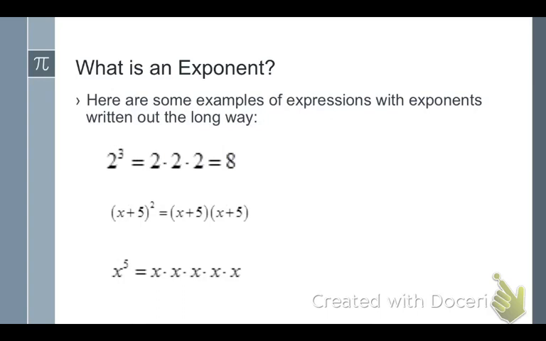So here are ways of writing out an exponent. An exponent is a shorthand way of writing repeated multiplication. For this one here, notice the x plus 5 is grouped together, so you write the x plus 5 twice because the exponent goes with the whole set of parentheses. And x to the 5th, you write this x out 5 times. It's much easier to write x to the 5th.